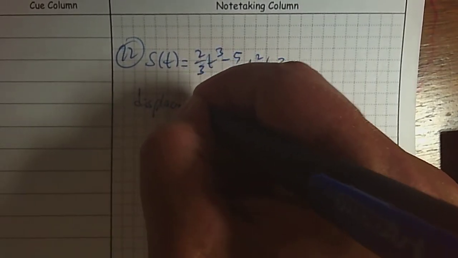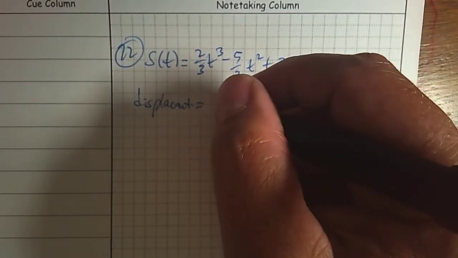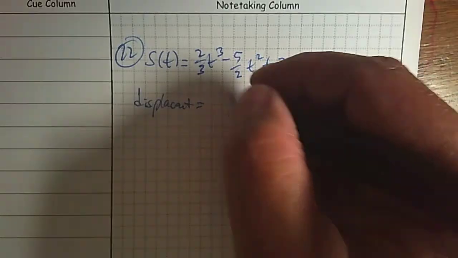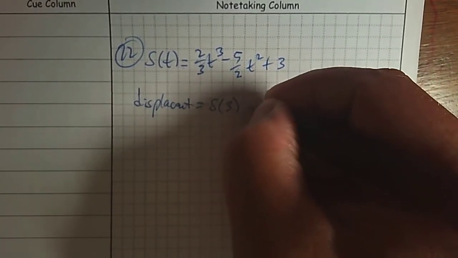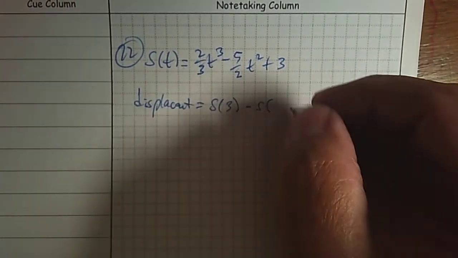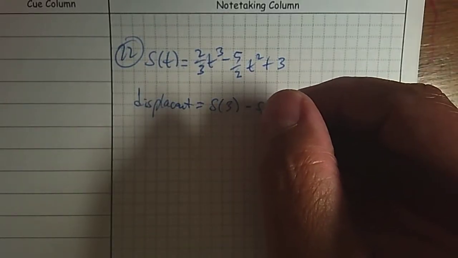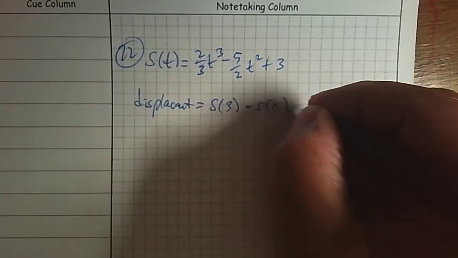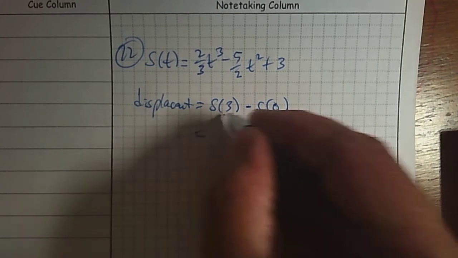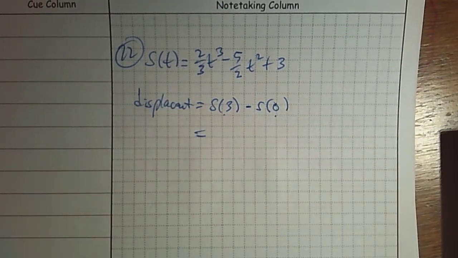Well, displacement of an object simply means where did it end. So in this case, the end time is 3. So you plug 3 in, and you subtract, and you plug in the beginning time. In this case, that's 0. So all you do is plug in where did it end and where did it start, subtract it, and that is called displacement.